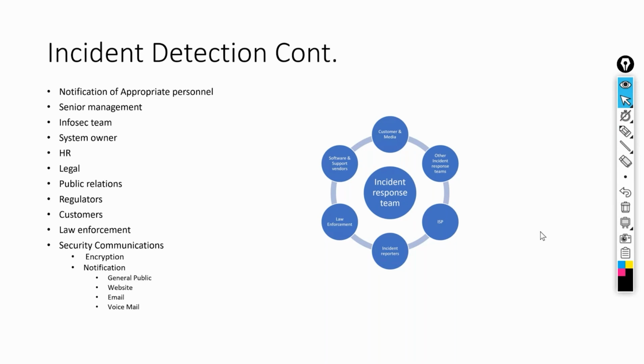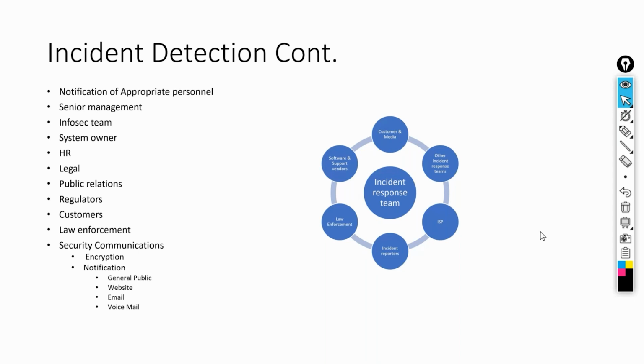We also need to make sure that the public relations officer who is speaking to the public has proper details available. And we have to make sure that no internal employees in the organization reveal sensitive details about the incident to the media. We need to notify the regulators, customers, and law enforcement. We need to secure our communication by using encryption. We need to notify how we are planning to recover from the incident.